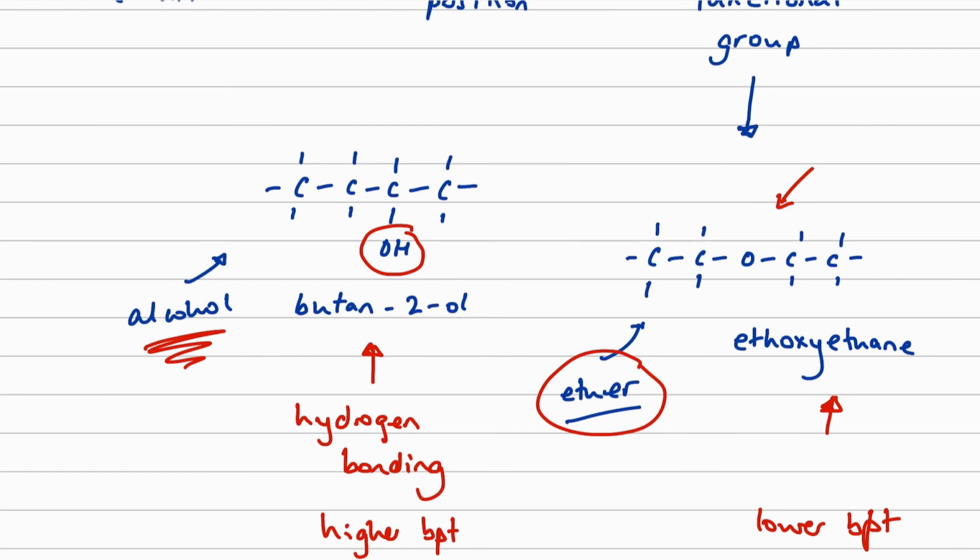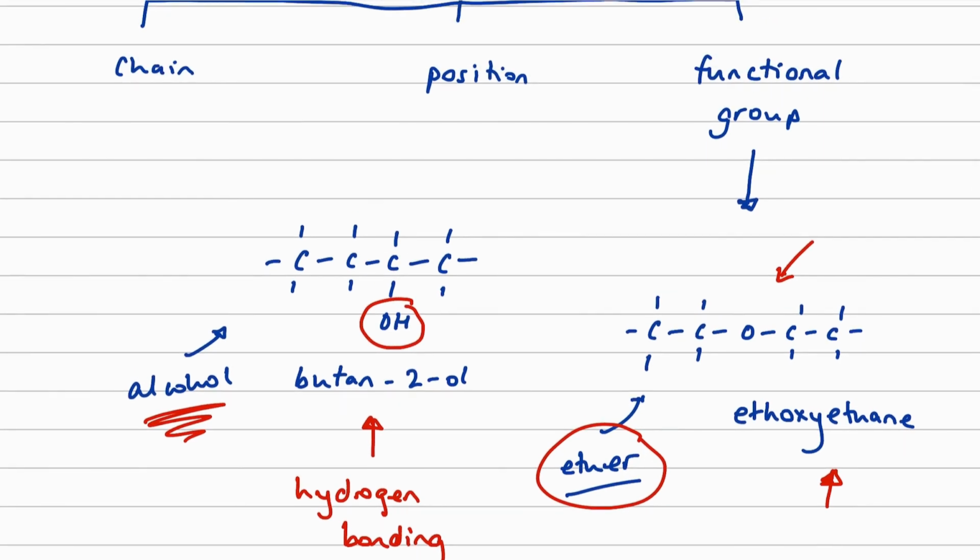So simply by changing the position of the oxygen atom between these two isomers, we're ending up with different functional groups and very different chemical properties.